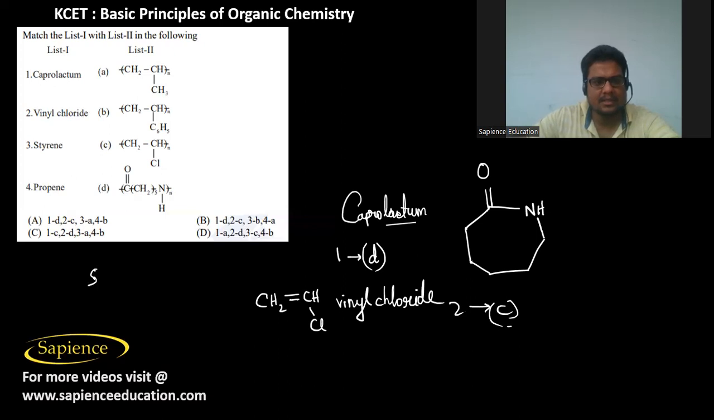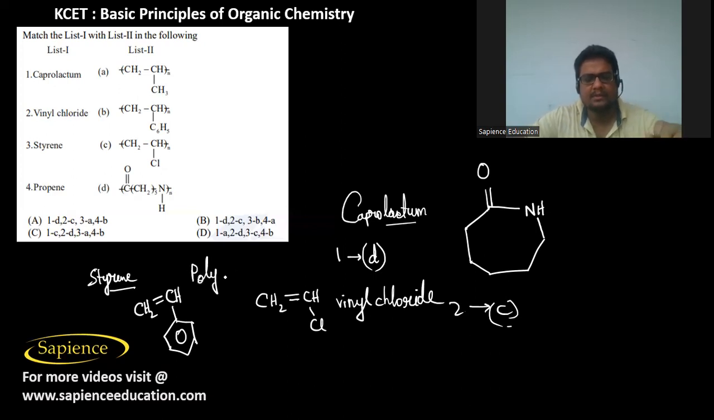Then styrene. Styrene is CH2 double bond CH. Then here we have a benzene ring. So this is called styrene. It is the monomer of polystyrene, which has been shown in the B option. So 3 matches with B.